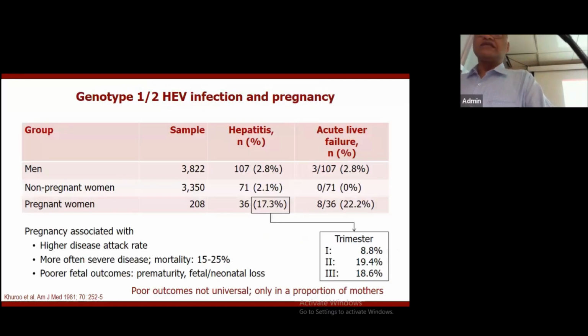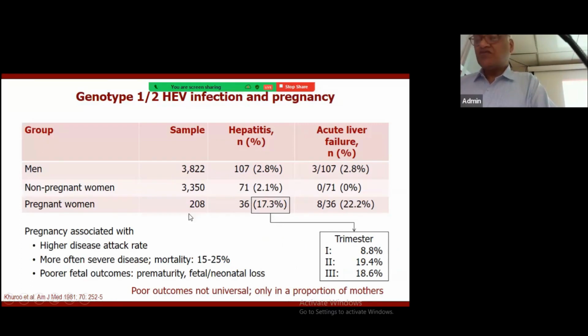And if you look at the literature, before that, there had been an outbreak in Kashmir, which had been investigated, and they found that when they did a survey in the field, of the nearly 4,000 men, hepatitis was present in only 2.8% of men and about 2.1% of non-pregnant women.